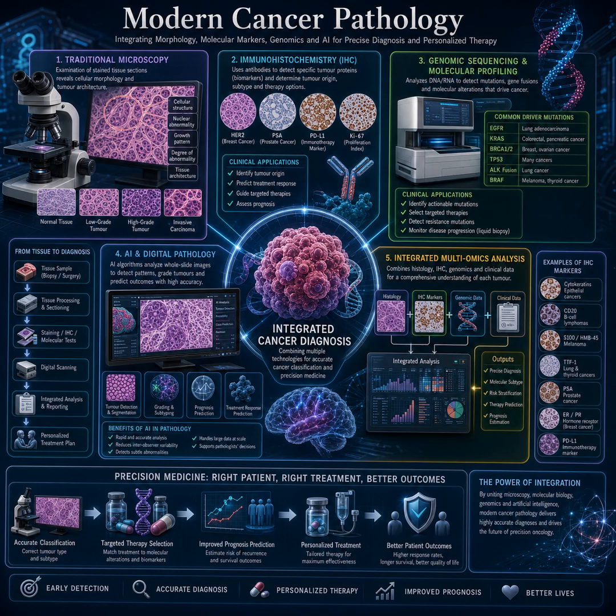Yet appearance alone is sometimes not enough. Two tumors may look remarkably similar under the microscope, while behaving very differently or responding to completely different treatments. This is where immunohistochemistry, commonly known as IHC, becomes one of the most powerful tools in modern pathology.